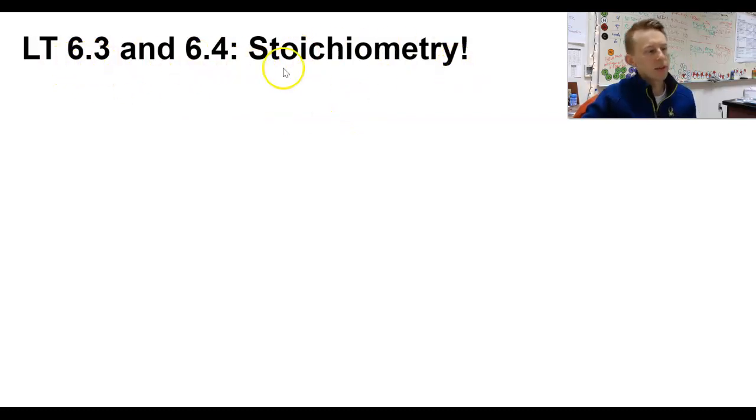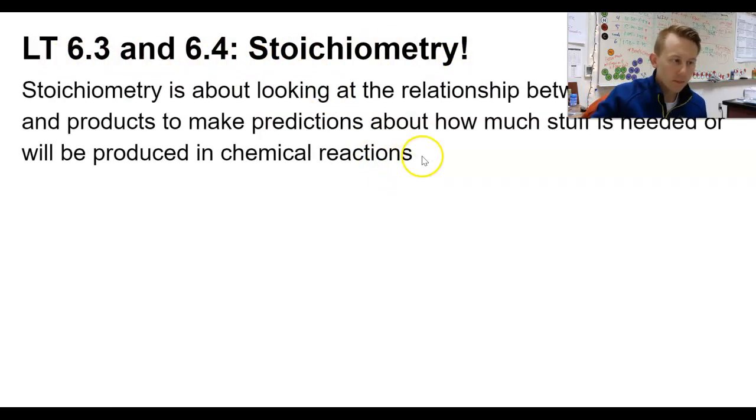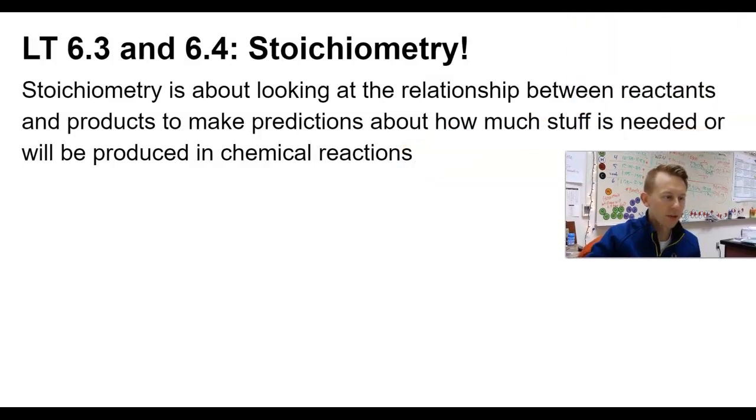So learning targets 6.3 and 6.4, stoichiometry. Here's your definition of what stoichiometry is. It's about looking at the relationship between reactants and products to make predictions about how much stuff is needed or will be produced in chemical reactions.